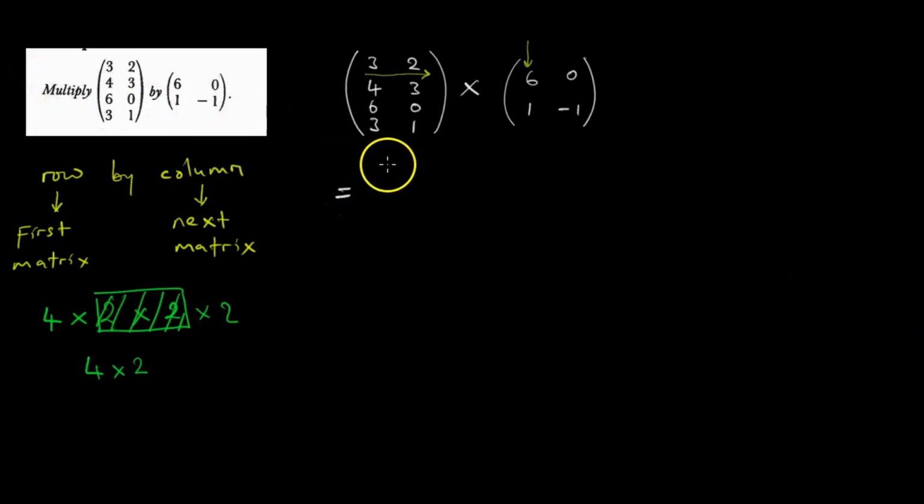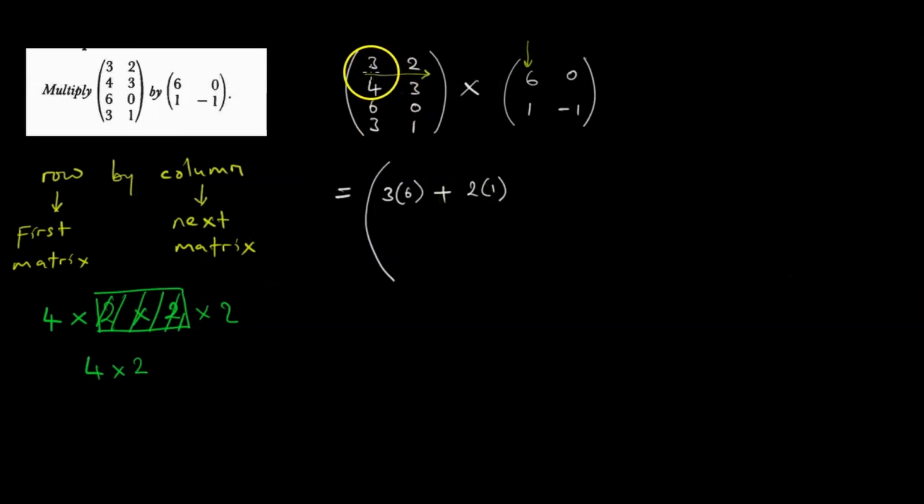This is equal to our bracket. Then from this first row, 3 times 6 plus 2 times 1, like this. So here we get the first element in the first row of our answer.